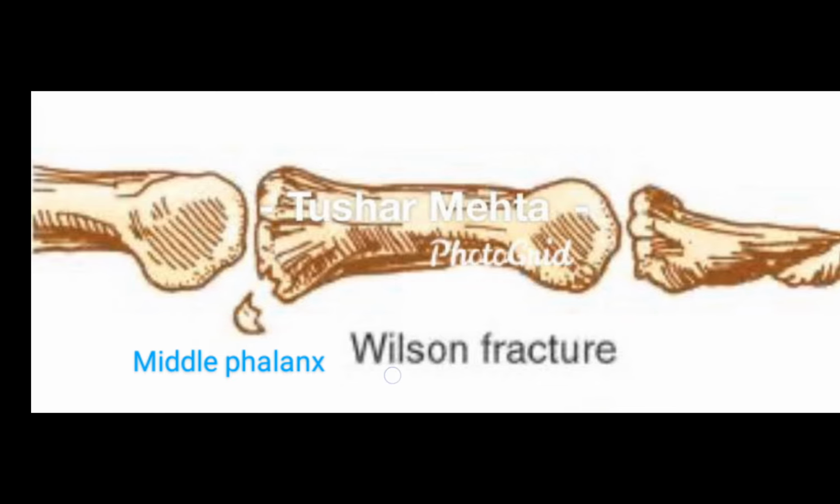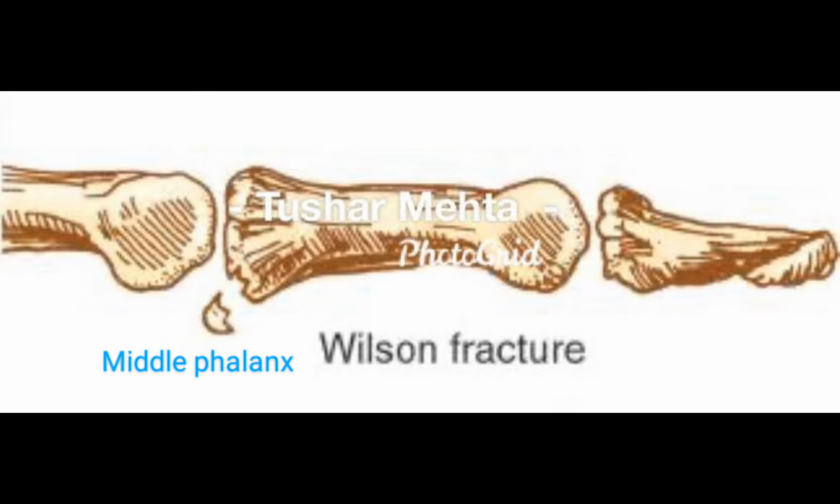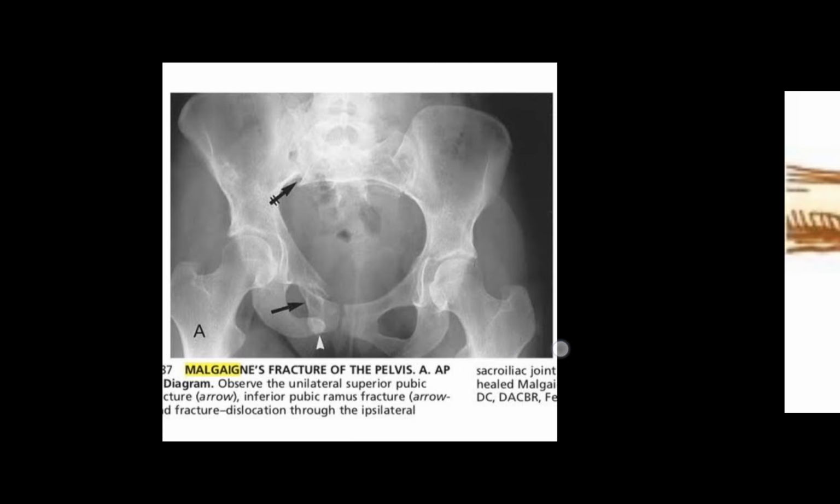This is Wilson's fracture. Wilson's fracture is a fracture of the middle phalanx. This is the proximal phalanx. This is the middle phalanx. Okay. So, the middle phalanx and proximal phalanx. The middle phalanx is fractured here. This is Wilson's fracture.